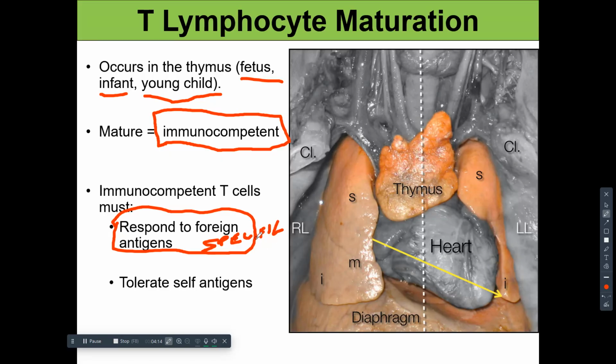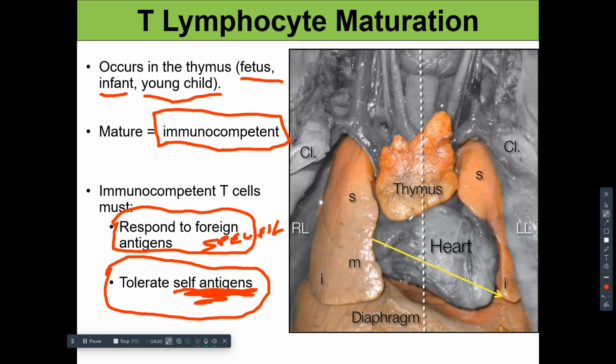The other characteristic is the ability to tolerate self-antigens. So T lymphocytes that exit the thymus have to be able to do both these jobs. They've got to respond to foreign things, then tolerate, or not attack, self-antigens, the proteins that are marking one's own cells and one's own tissues.